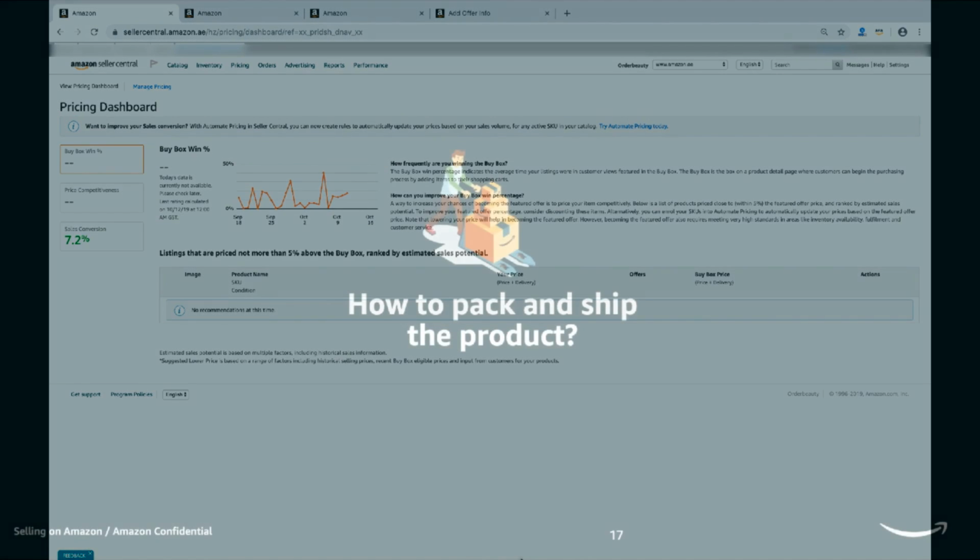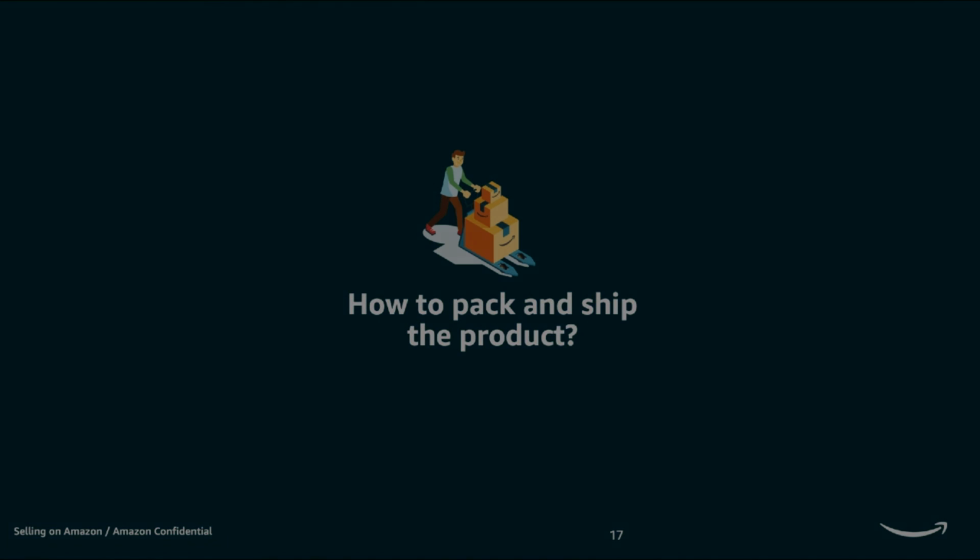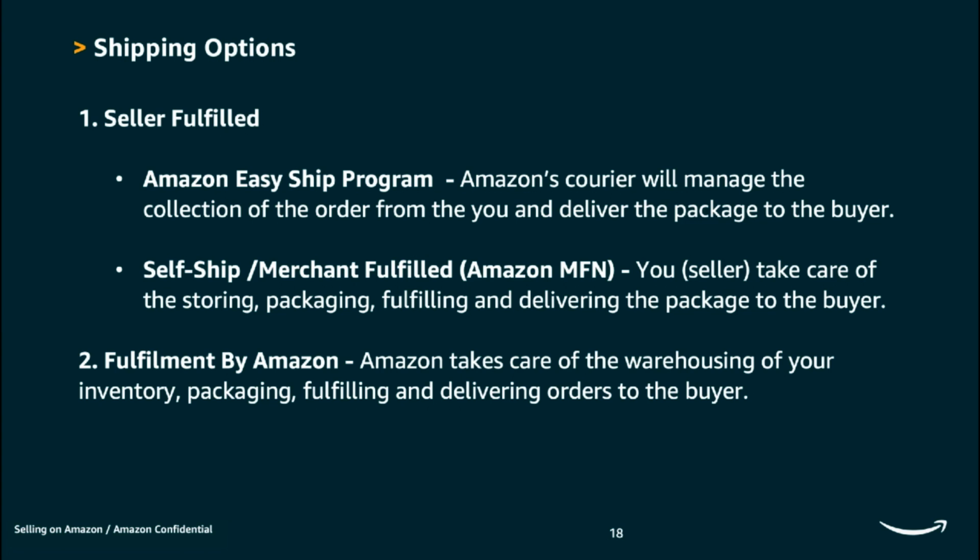So the next thing is to know how you can pack and ship your items. Before processing an order, it's important to know the different shipping options or fulfillment types in Amazon. So, fulfillment type can be fulfilled by Amazon or seller fulfilled. If we say seller fulfilled, that means you're keeping your own stocks and you do the warehousing. Seller fulfilled can be either Amazon Easy Ship or Amazon Self Ship. What's the difference between the two?